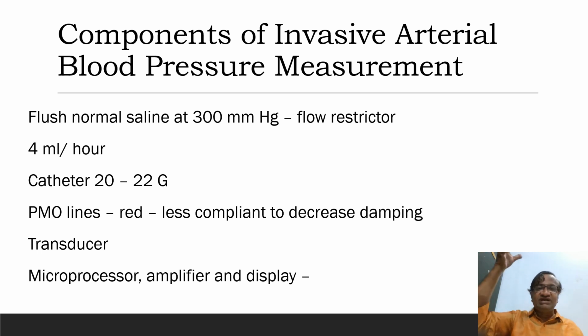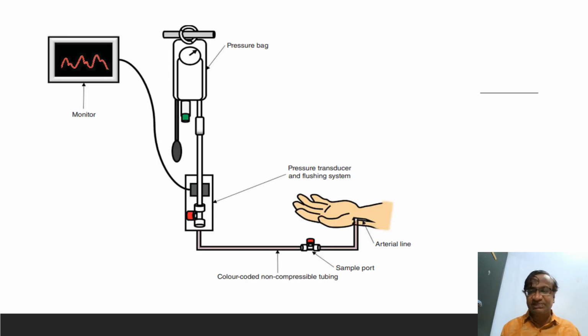You have normal saline at 300 millimeters of mercury pressurized. You have a flow restrictor. If you have a pressurized saline bottle and IV set, it will not flow freely like that. You have a flow restrictor and it goes only at 4 ml per hour. You have a 22 gauge or 20 gauge catheter, and pressure monitoring lines, red, which are less compliant to decrease damping. You have a transducer, microprocessor, amplifier, display. These are the components of an invasive blood pressure monitor.